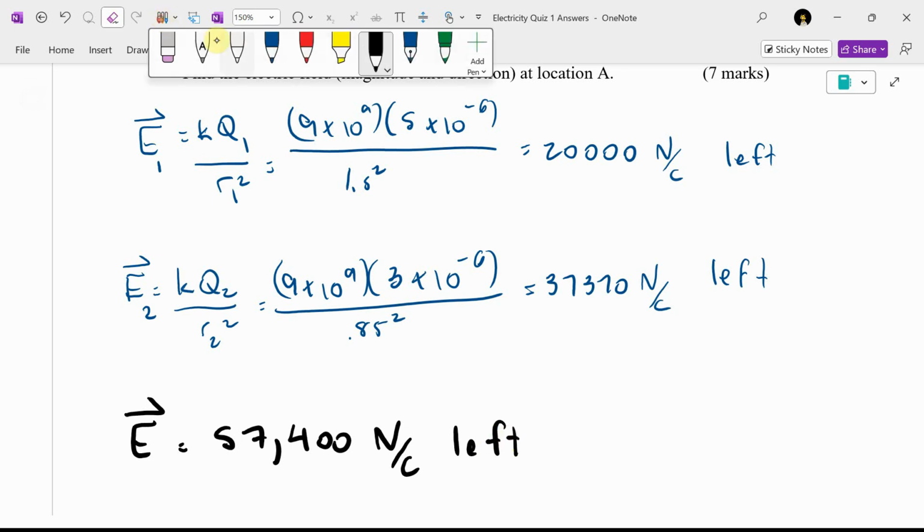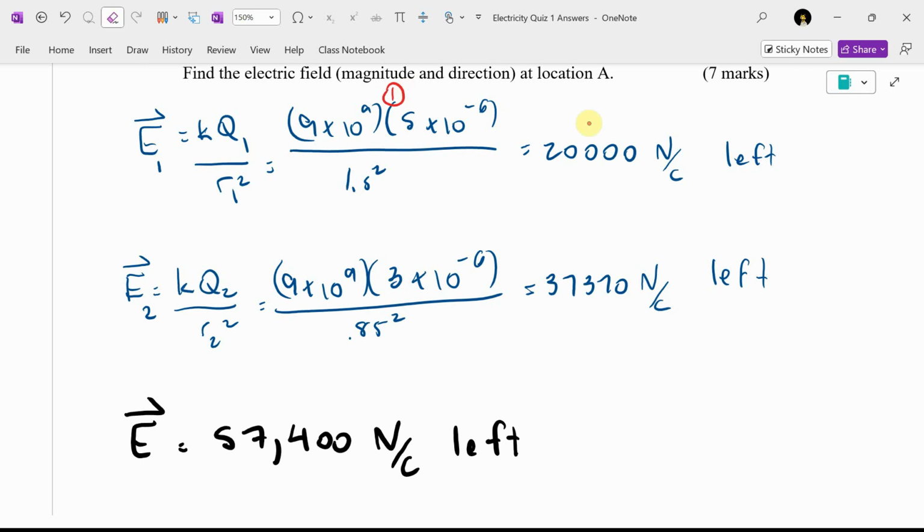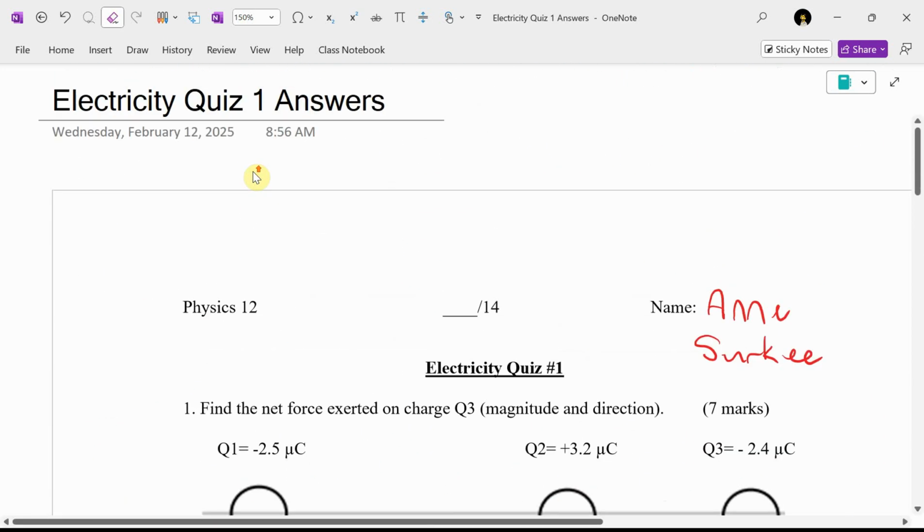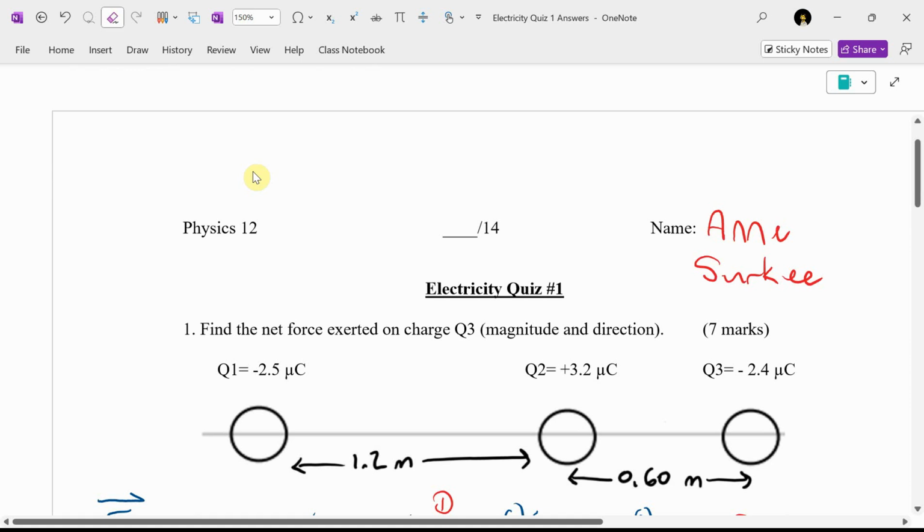For 7 marks, I would probably go 1 mark for the numbers, 1 mark for the value, 1 mark for the direction, for each field, half mark for that, half mark for that. Can you give yourself a score, please, out of 14? Any lawyering with me? Now is the chance to ask.